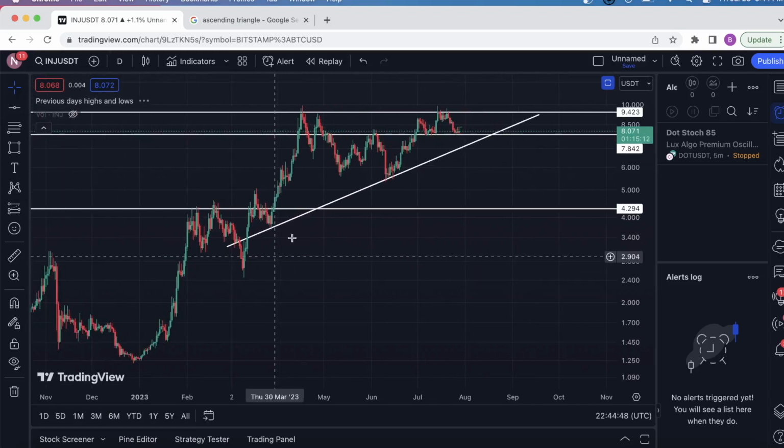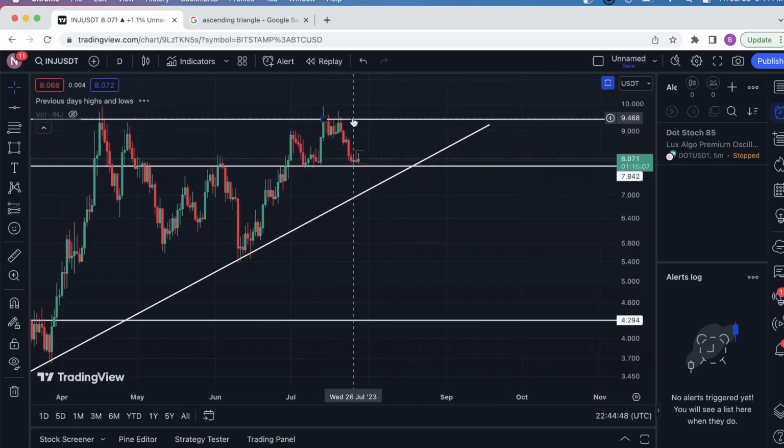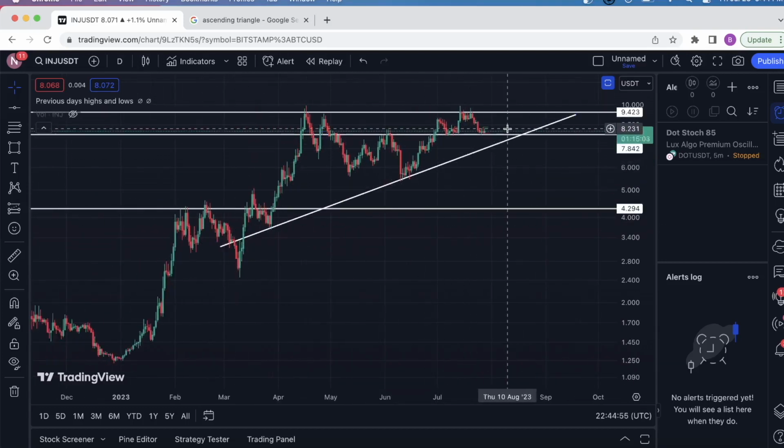Overall, we're just forming this ascending triangle pattern. You have this level of resistance, this level of support. If this upsloping resistance line breaks, then the next level of support is obviously going to be down here. And if that breaks, then you have this big level at around $4.33. I don't think it's going back down there unless we have a huge crash.